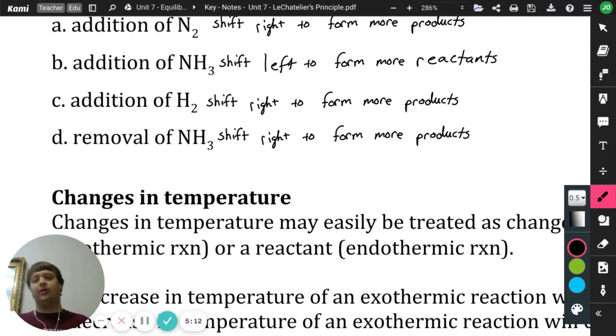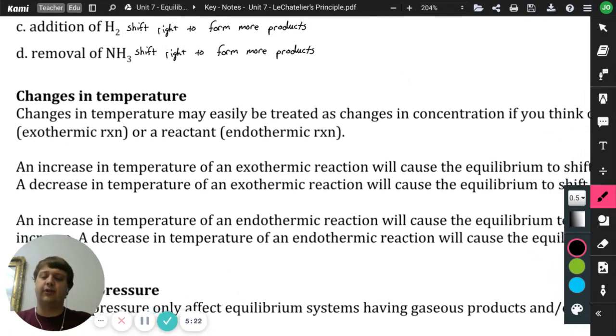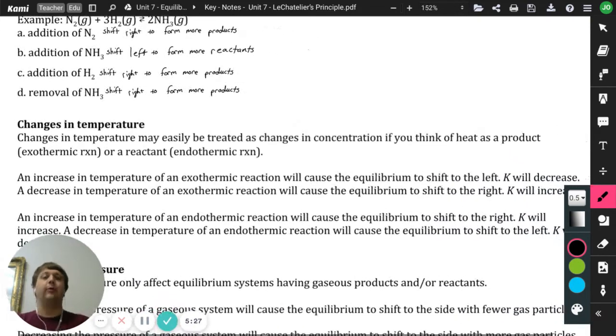Whatever direction you're seeing an increase, the other side is going to adjust to reach that equilibrium. Okay, all right, so that's going to be changes in concentration. So let's take a look at something else that could affect our equilibrium.